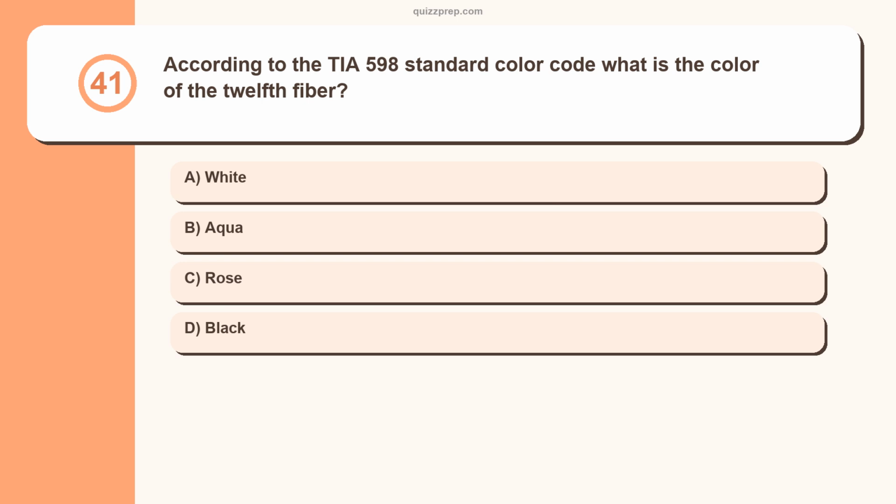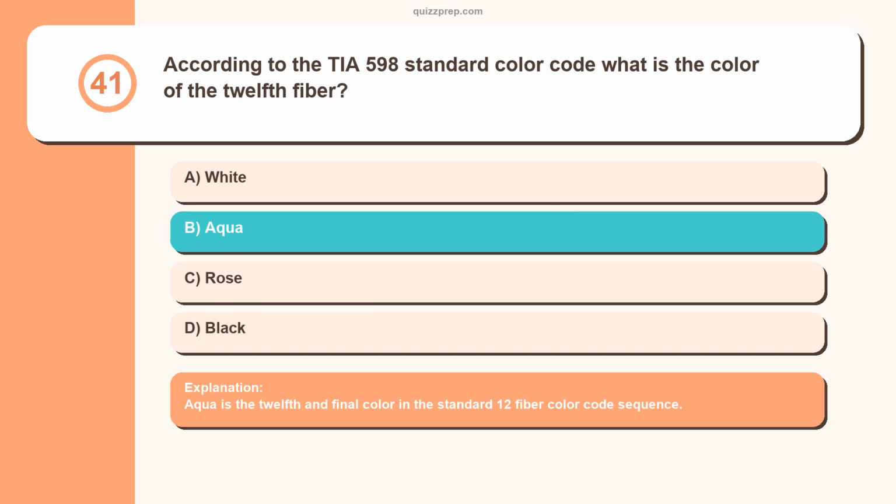Question 41. According to the TIA 598 standard color code, what is the color of the 12th fiber? White, aqua, rose, black. Aqua is the 12th and final color in the standard 12 fiber color code sequence.